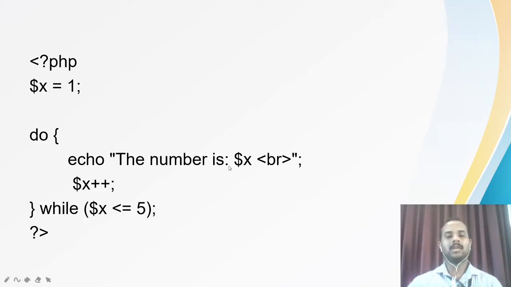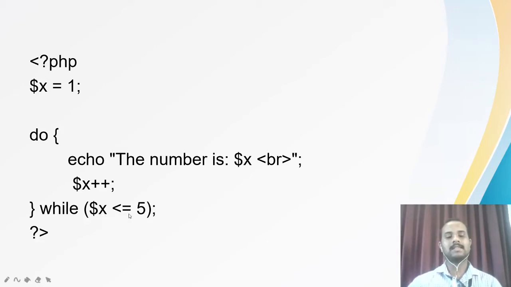Now the number is 2. X will be incremented to 3. Now again 3 is lesser than or equal to 5. Yes, 3 is lesser than 5, so it is true, so go back again. So the number is 3. Now it will become 4.